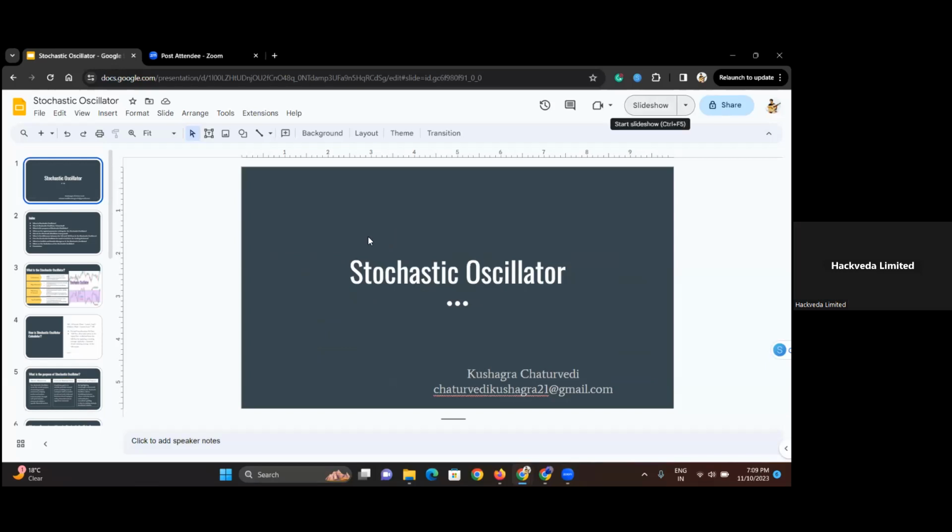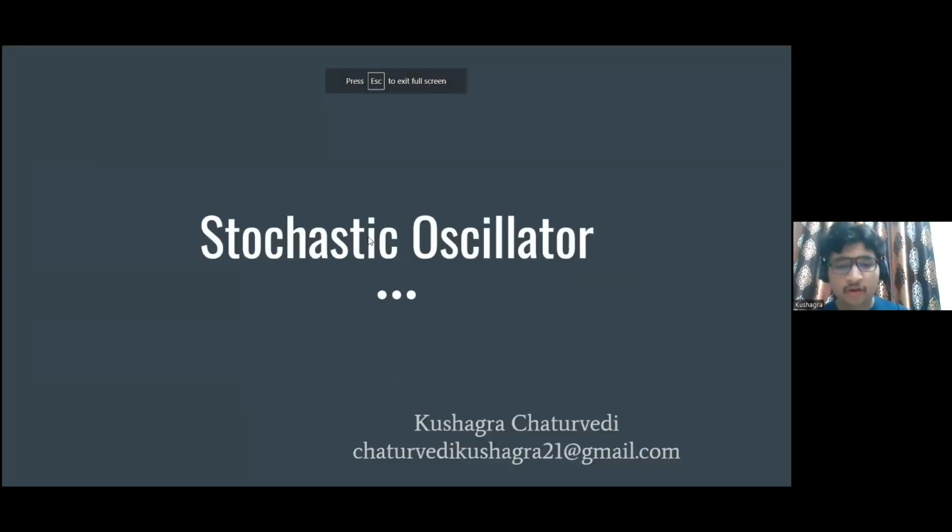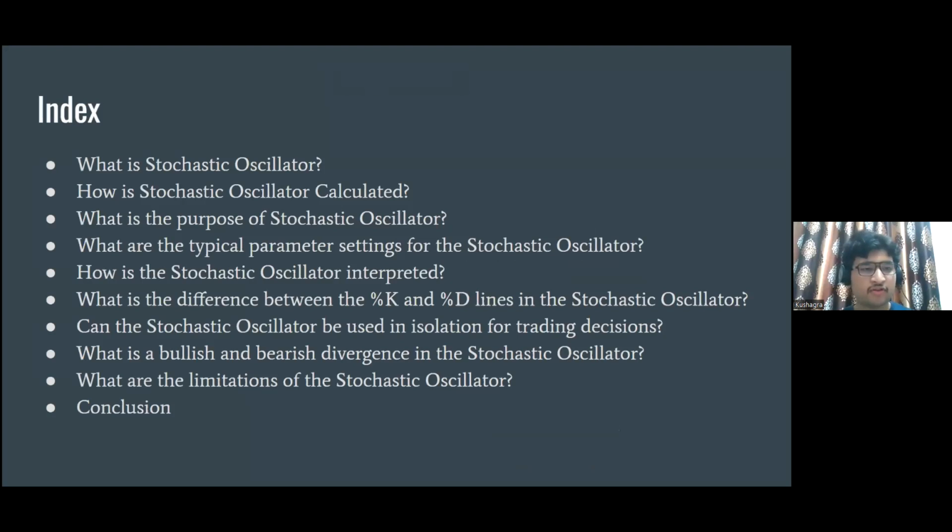Okay. So hello everyone. My name is Kushagra Chaturvedi, and today I am going to present on stochastic oscillator. Before delving into the topic, let me first list out the contents of the presentation. Firstly, I would define what is stochastic oscillator.